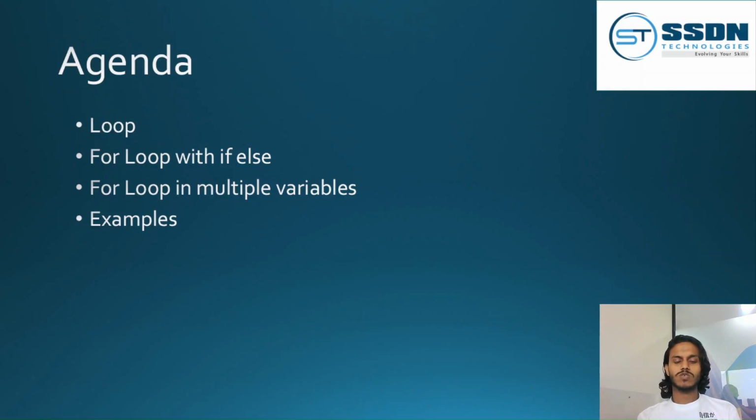We'll see how we can solve loop problems, how we can use if else inside the loop, and how we can run a loop with multiple variables. For example, if the range is from 1 to 10, then another range is from 10 to 1, and I want to run them simultaneously, how can we do that? These are the things we have to cover. So let's get started.